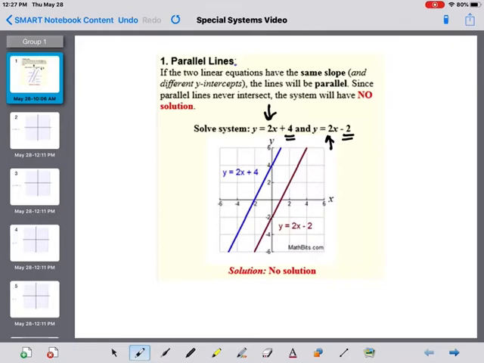We can only have a solution if the two lines intersect at some point, and that's not the case here. So that's why we have an answer of no solution, and that's what you would write. If the lines don't cross, you would have no solution. So let's take a look at a couple of examples that are similar to this.